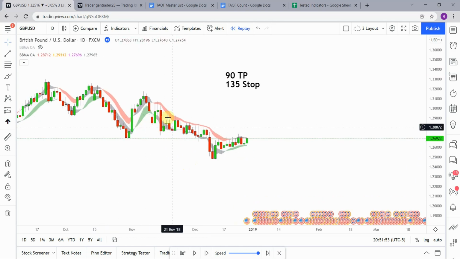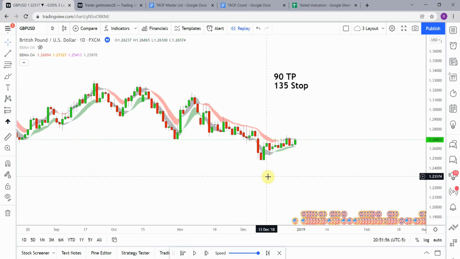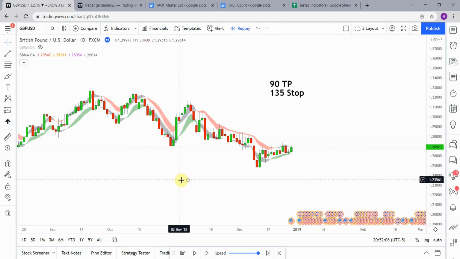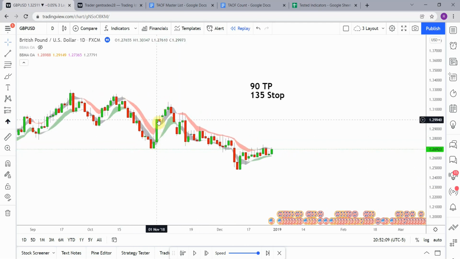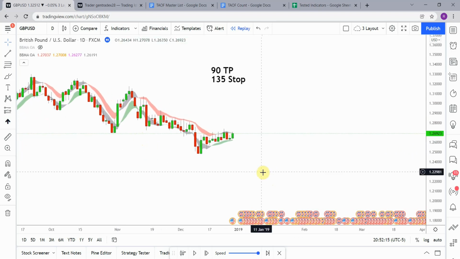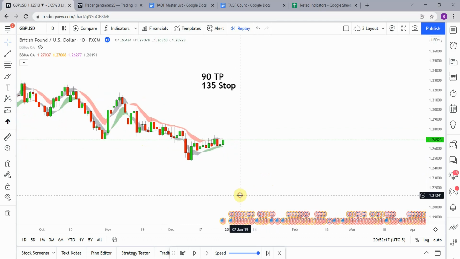And so basically what is created is a channel here that we're going to work with. And what we are looking for is when price action breaks down below this channel or this lower cloud here, then we are going to go short. When price action breaks out above this upper cloud here, then we are going to go long. So that's what we're looking for. Let's go ahead and get on with the testing and see what we can get out of this.